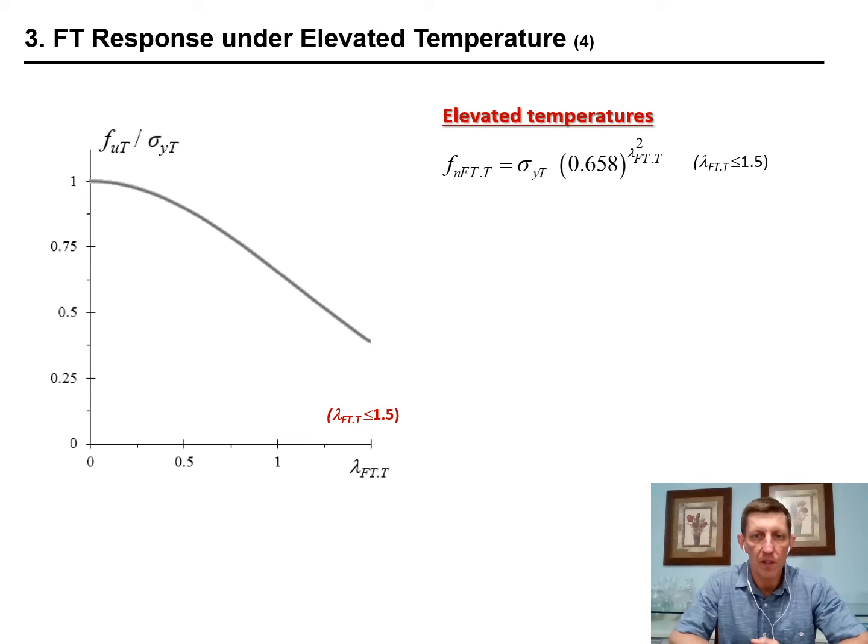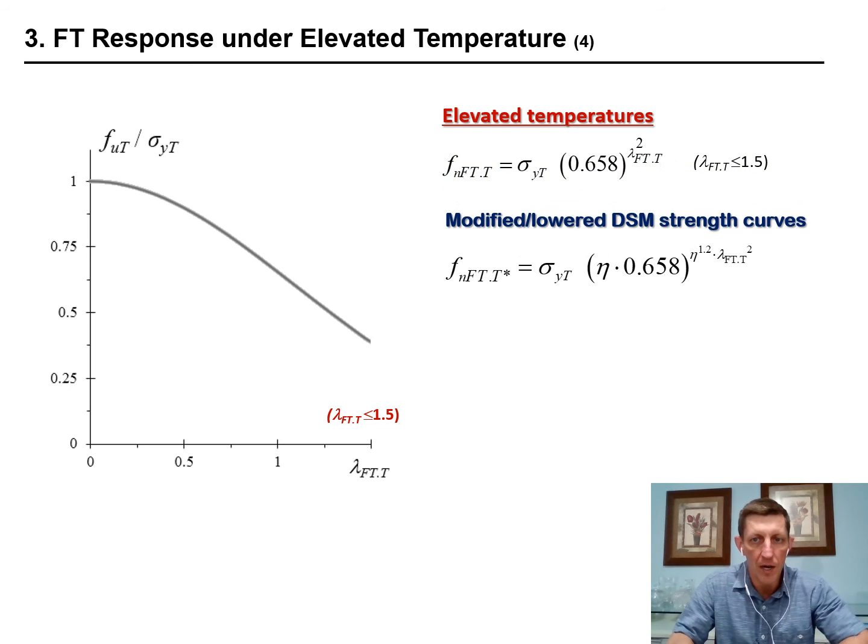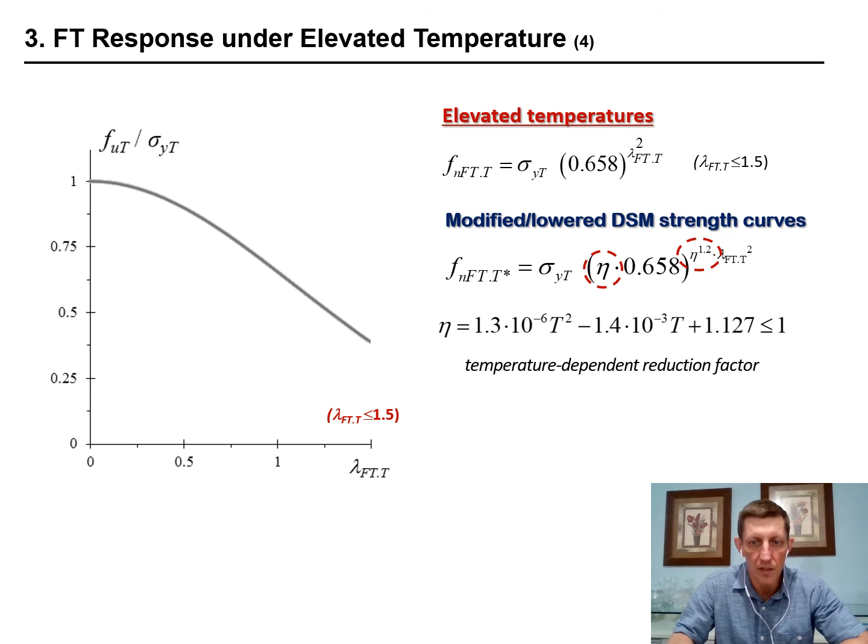So again, this is the first term of the strength curve, and the modification proposed consisted of adding the eta parameter in these two parts of the equation, here and here. This is the temperature-dependent reduction factor proposed.